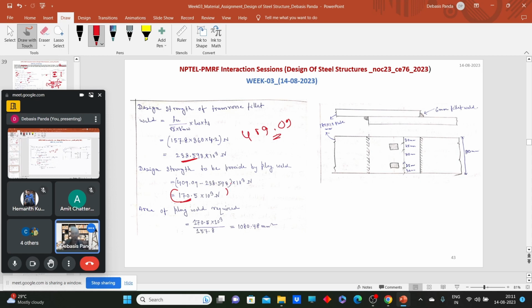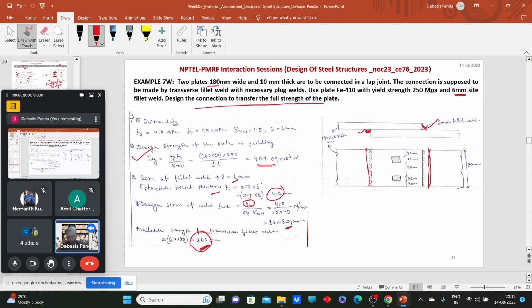So what should be the area of the slots, or the plug weld? We will not make a slot here, so we will provide some plug weld. What should be the required area of the plug? We know that we need to transfer this amount of additional load through these joints, and we already have the design strength per mm square, or per cross-sectional area, of the weld. So if we need to transfer, say for example, 100 kilonewton load and one cross section can carry 10, how many slots do we need, or how much area should we provide?